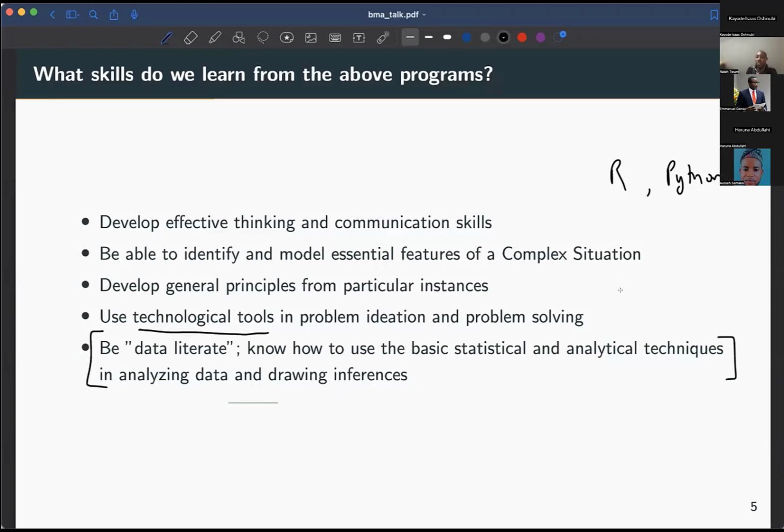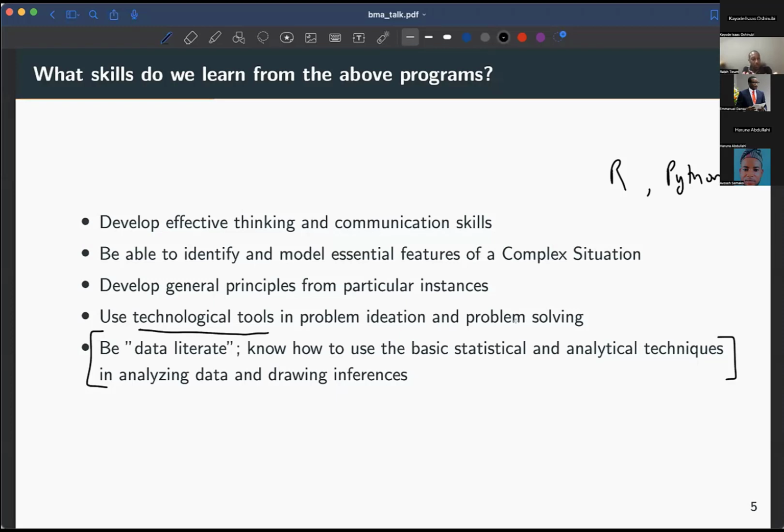You know how to use the basic statistical analytical techniques in analyzing data and then drawing inferences from the data. So these are the skill sets that we need, and these are the skill sets that will help us to succeed in the applications in tech that I will mention in the next few minutes.